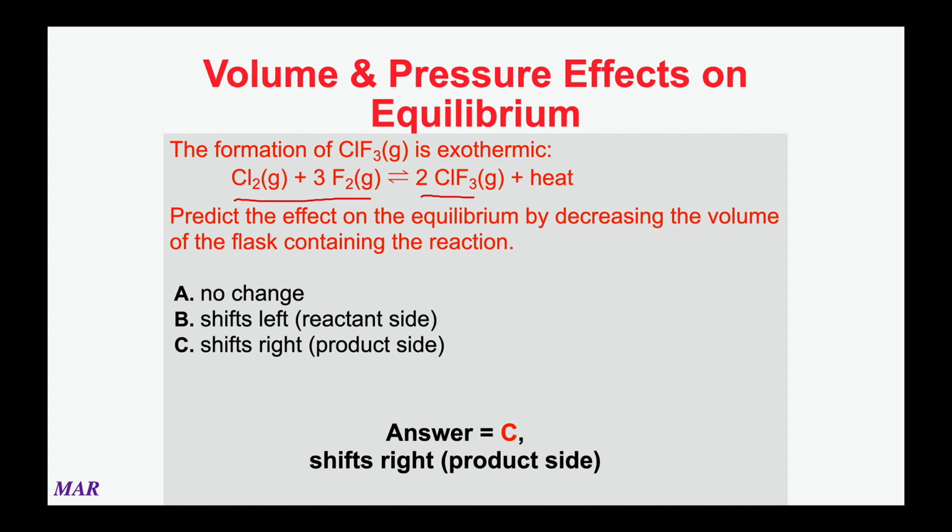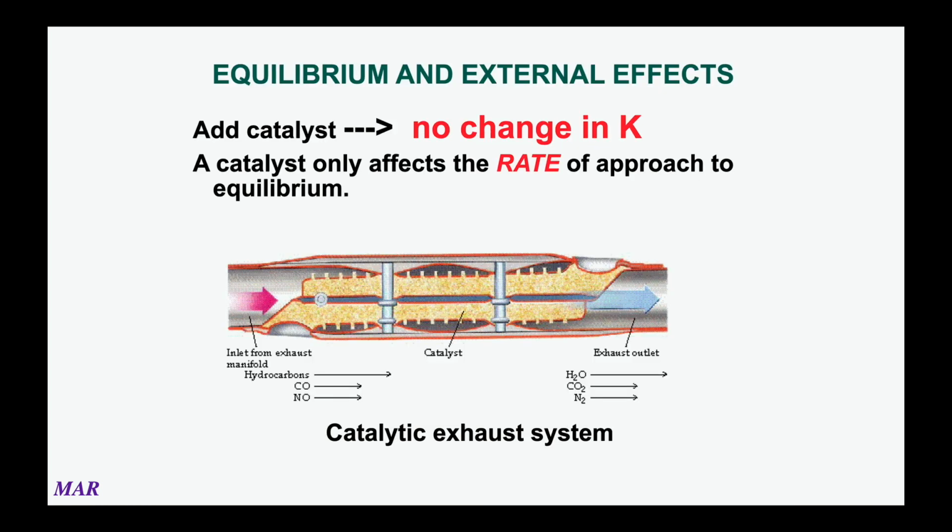It's going to be a shift to the product side. Decreasing that volume pushes everything together. You're going to have a higher propensity then of the smaller molecule side than you would have the more molecule side. If you add a catalyst, there's really no change in the equilibrium constant itself.